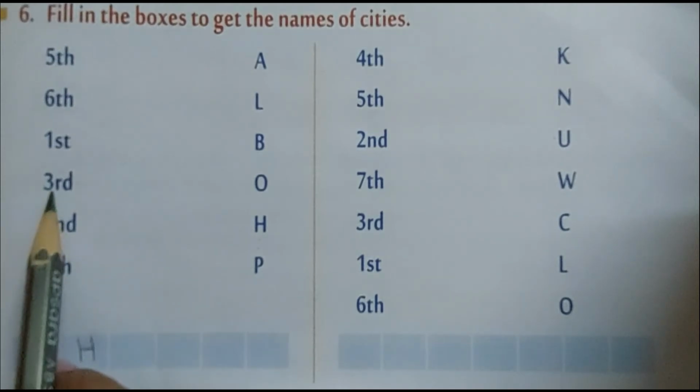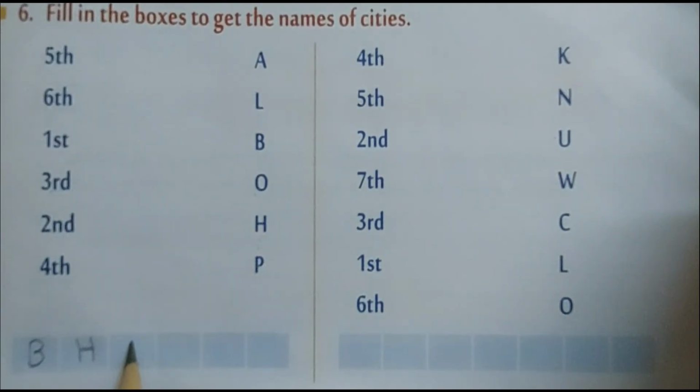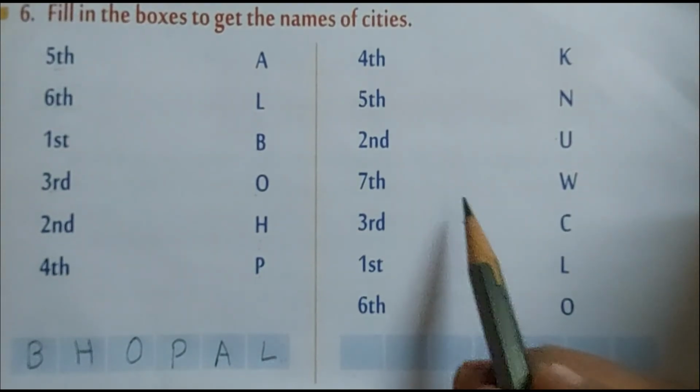Third letter? O. Fourth letter? Yes, P. Fifth letter is A. And sixth letter is L. What is this name? B-H-O-P-A-L. Bhopal. And next one.